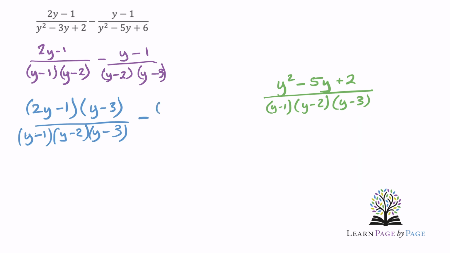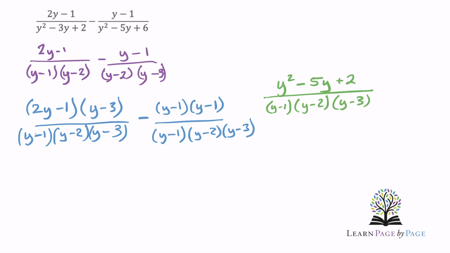And on this side, you've got y minus 1, which was already there, but you're also multiplying the numerator and the denominator by y minus 1. So that gives us (y minus 1)(y minus 2)(y minus 3).